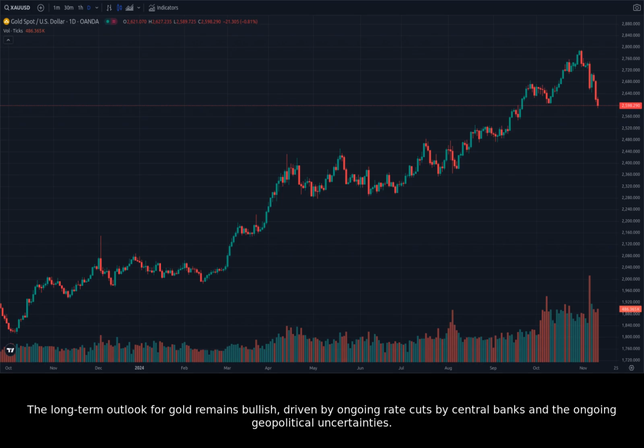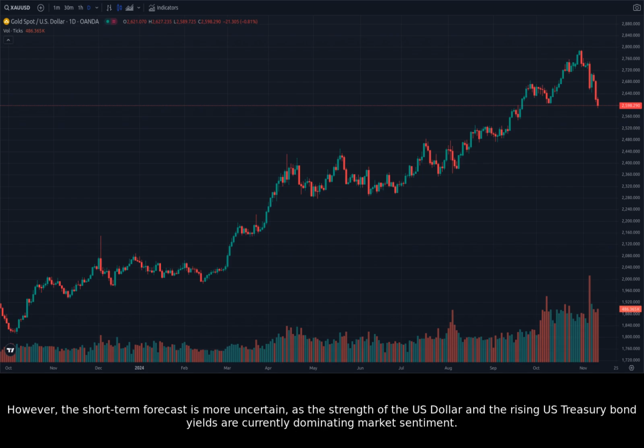The long-term outlook for gold remains bullish, driven by ongoing rate cuts by central banks and the ongoing geopolitical uncertainties. However, the short-term forecast is more uncertain, as the strength of the U.S. dollar and the rising U.S. Treasury bond yields are currently dominating market sentiment.